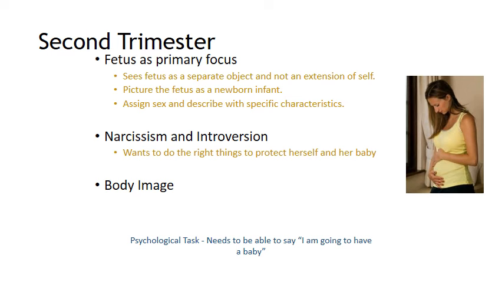Body image rapidly changes: breasts, abdomen, pigmentation, etc. There's altered function because they lose their balance a little bit. Maybe their physical endurance isn't as much. They have some discomfort. It can be viewed as negative or positive. Sexuality changes: some may decrease, some may increase. It just depends on the individual. Of course, culture may have an influence on this.